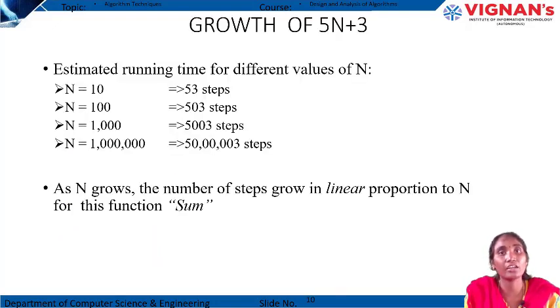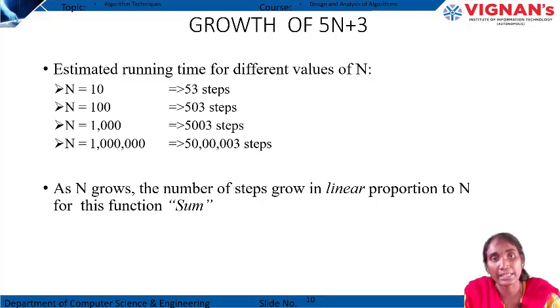Now let's see the growth of 5n plus 3. Suppose n is equal to 10: I'll be having 53 steps. n is equal to 100: I'll be having 503 steps. n is equal to 1000: 5003 steps. For 1 lakh, then 50 lakh 3 steps. As n grows, the number of steps grows in linear proportion to n for the function called sum.